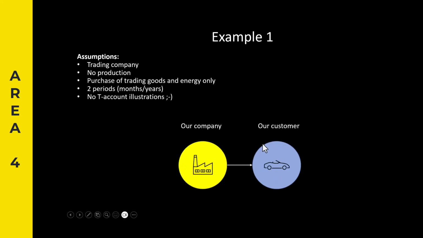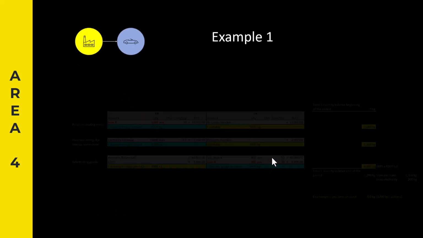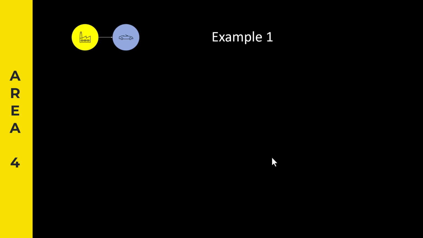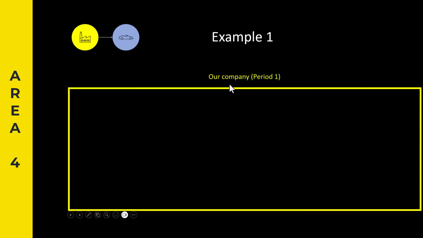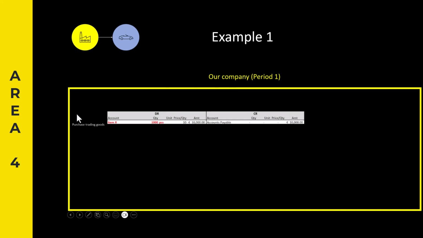Again, we look at 2 companies, our company and our customer, to keep it as simple as possible, so that you can understand the process. So now, if we look at our company, that is indicated by this yellow square, then one of the things we have to do is we need to buy the trading goods. And in accounting, you debit here items or inventory, and you credit accounts payable. That's what every accountant knows.